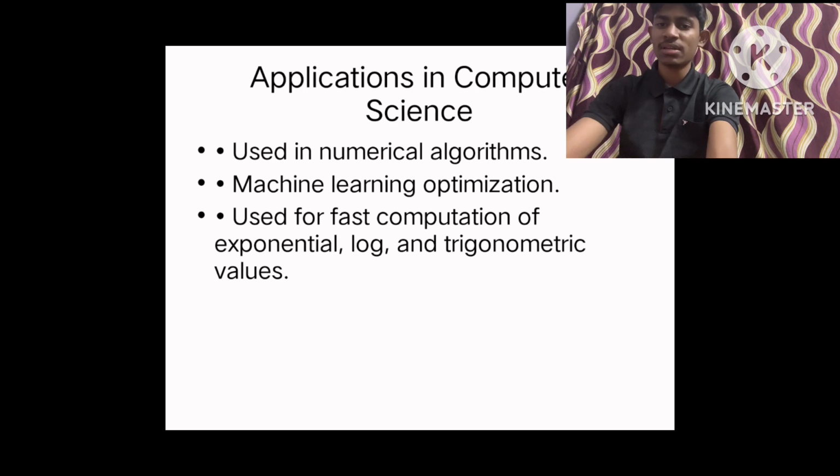Machine learning optimization, used for fast computing of exponential, log, and trigonometric values. As we can see, the Taylor series is mainly focused on giving an approximate value for the real value. So we can mostly observe that there are approximate values for exponential, log, and trigonometric values. So there is a main use of the Taylor series in that.